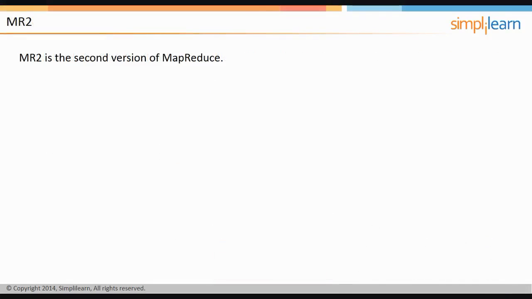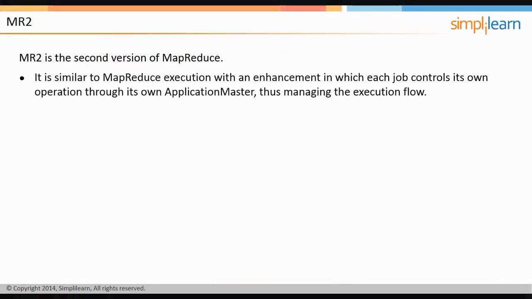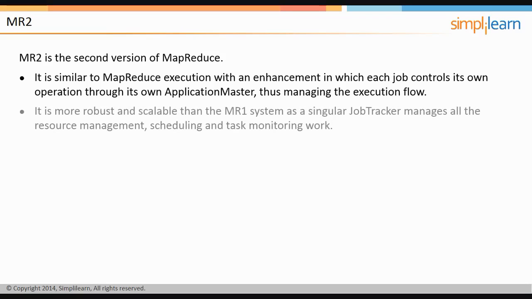MR2 is the second version of MapReduce. It is similar to MapReduce execution, but the enhancement in this version is that each job controls its own operation through its own application master, thus managing the execution flow. It is more robust and scalable than the MR1 system, as a singular job tracker manages all the resource management, scheduling, and task monitoring work.